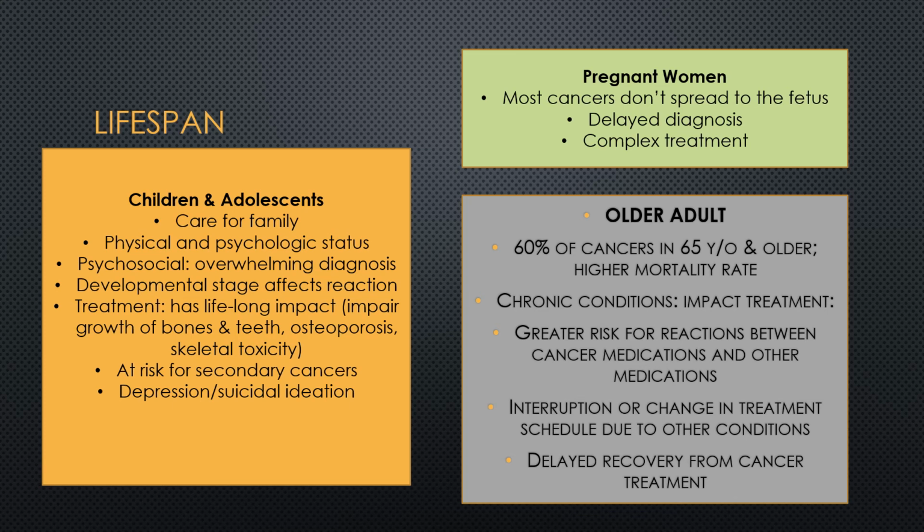Lifespan considerations, children and adolescents. You want to remember that it's care for the family, not just care for the child. Physical and psychological status you need to be aware of. Remember that it's an overwhelming diagnosis for the child, the adolescent, or the family. The developmental stage and their personality affects the reaction. Treatment has lifelong impact. We talked about this in cellular regulation. It can impair the growth of bones and teeth. They can develop osteoporosis or skeletal toxicity. They are at risk for secondary cancers, and they may have depression or suicidal ideation.